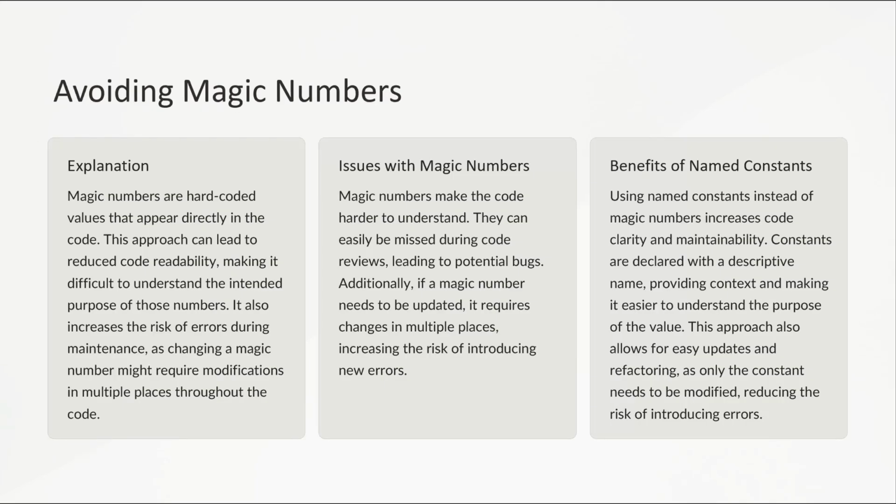Avoiding magic numbers. Magic numbers are hard-coded values that appear directly in the code. They can reduce code readability and make it challenging to understand the intended purpose of these numbers. Furthermore, changing a magic number might require modifications in multiple places throughout the code, increasing the risk of errors. Using named constants instead of magic numbers enhances code clarity and maintainability.